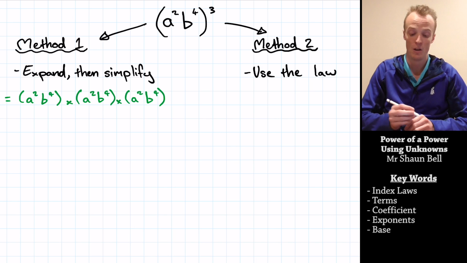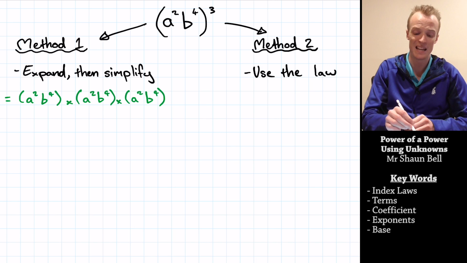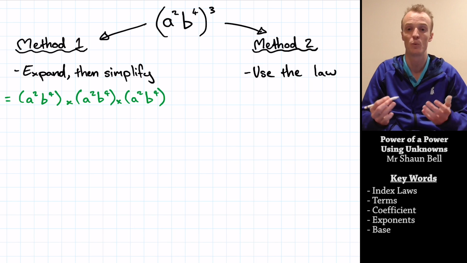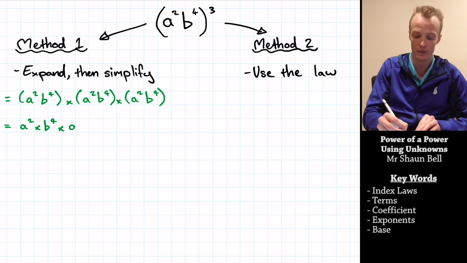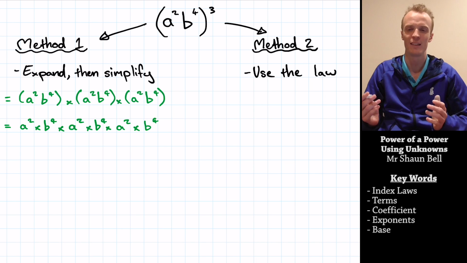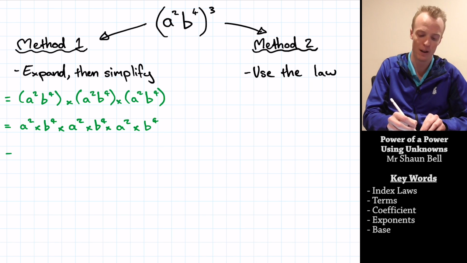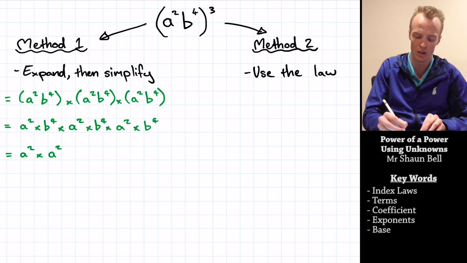But hang on a second. Now what we've got here is just nothing but multiplication between each term. So let's write that out. That is equal to a squared times b to the 4th multiplied by a squared times b to the 4th multiplied by a squared times b to the 4th. But when I've got nothing but multiplication, I can actually rewrite this problem in any way I like. So what I'm going to do is I'm going to collect the a terms together and I'm going to collect the b terms together.